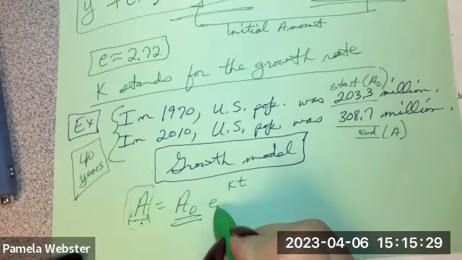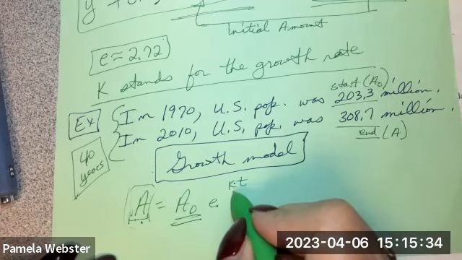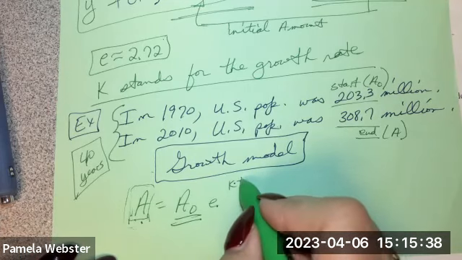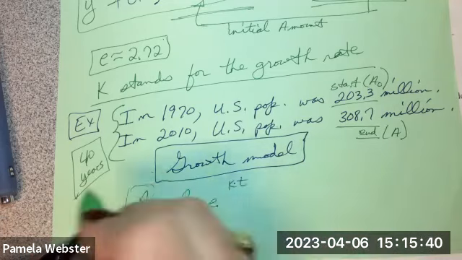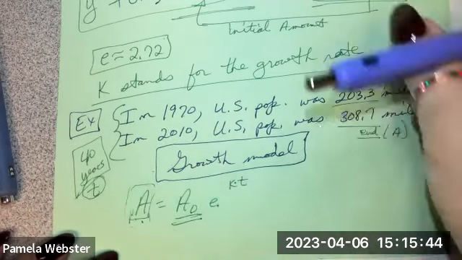The A is a variable. I don't know K. That's what I'm looking for. I want the growth rate first, and then I'll get the model that goes with it. Okay. But I do know the T equals 40, right? So let's do some plugging in.